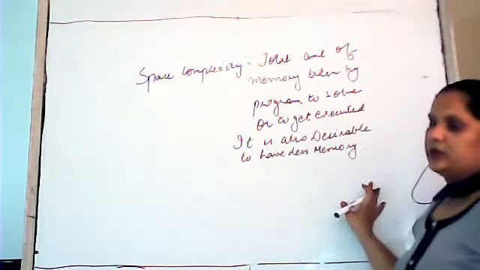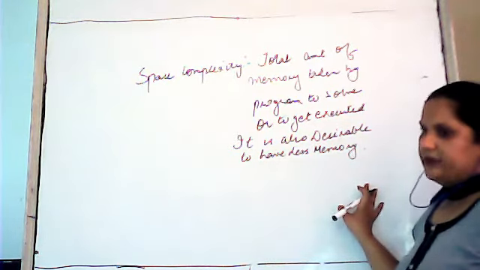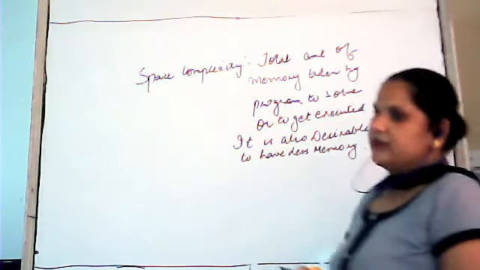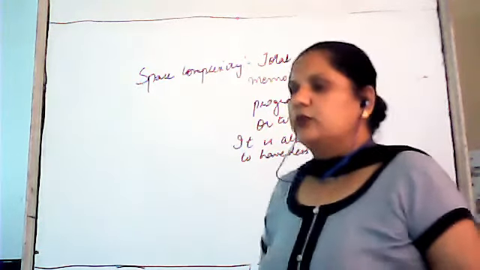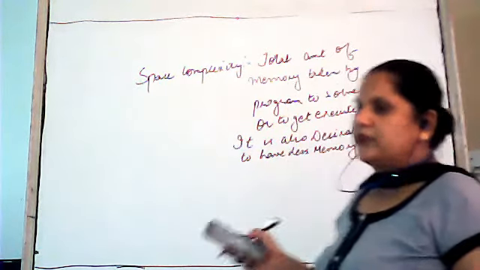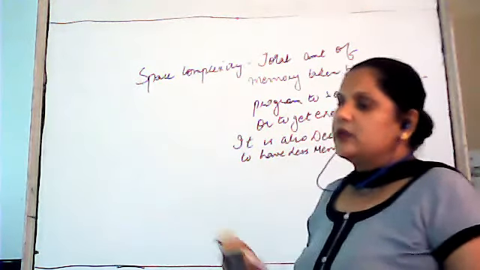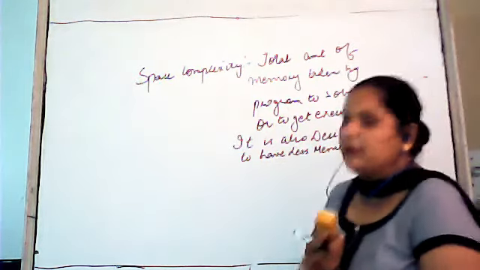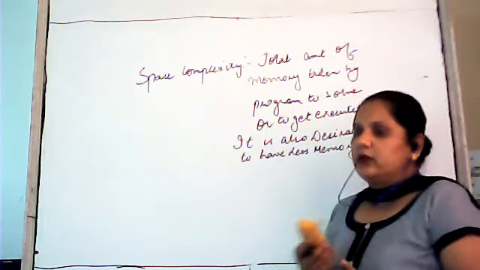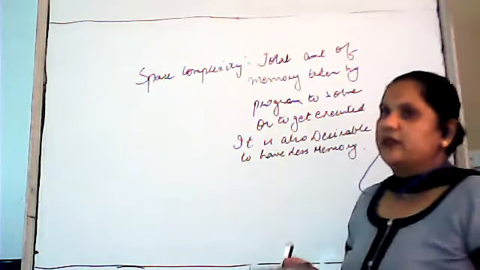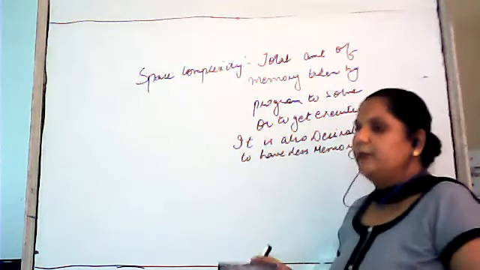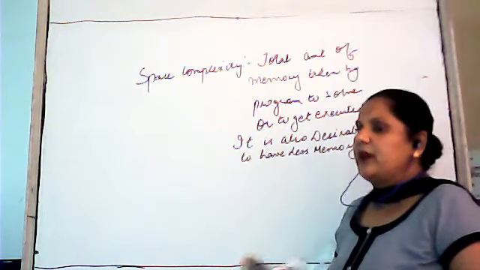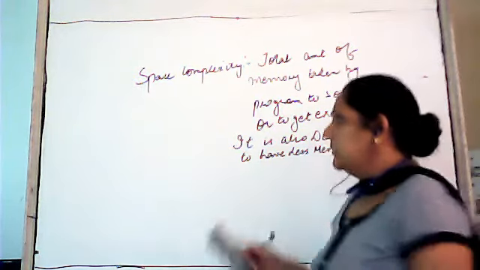Okay, so this is how space complexity is measured. And time complexity, I have given you the definition of both. Total memory taken by the program to get executed is called space complexity, and total time taken by the program to run is called time complexity. And it is always desirable to have less amount of memory and less amount of time.